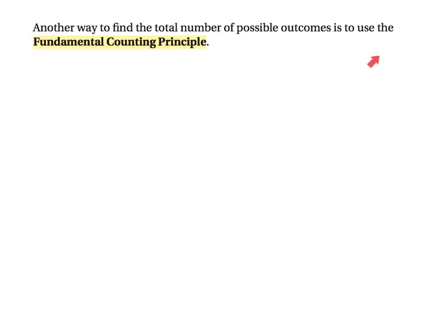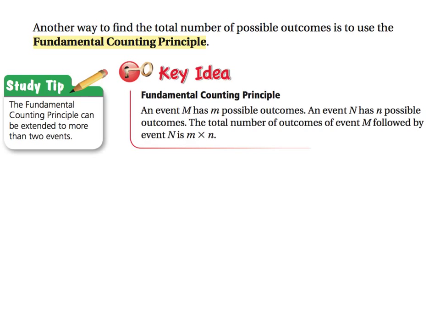Which leads us into exactly what we did. Another way to find the total number of possible outcomes is to use the fundamental counting principle. Now, this can be extended to more than 2 events, but an event M has M possible outcomes. An event N has N possible outcomes. The total number of outcomes of an event M followed by event N is just M times N. So in the last problem, we had 2 kinds of crust and 4 kinds of pizza. That would be 2 times 4, which is 8 total possible outcomes.